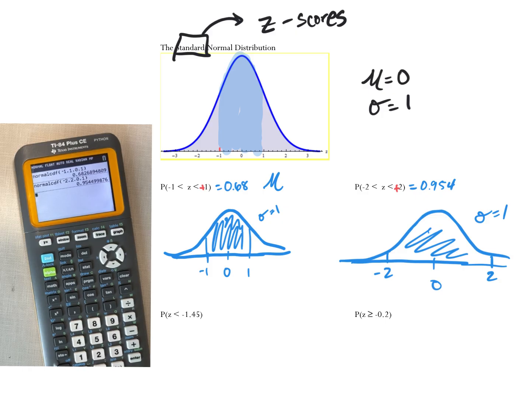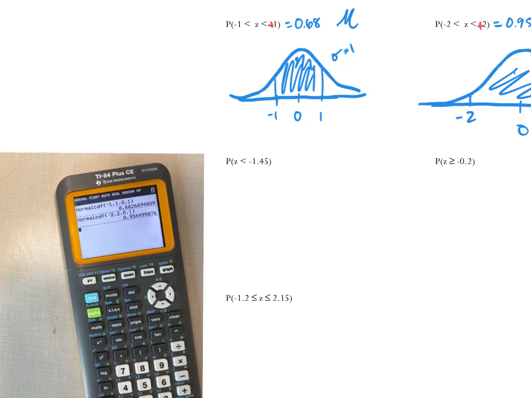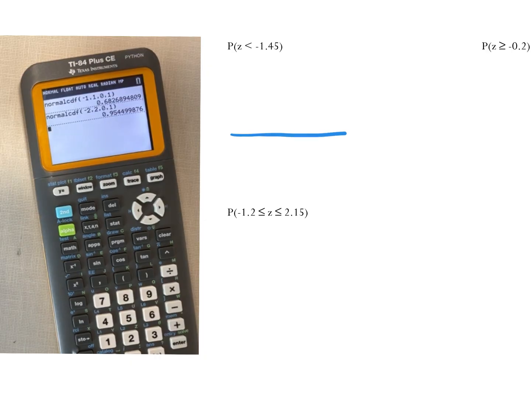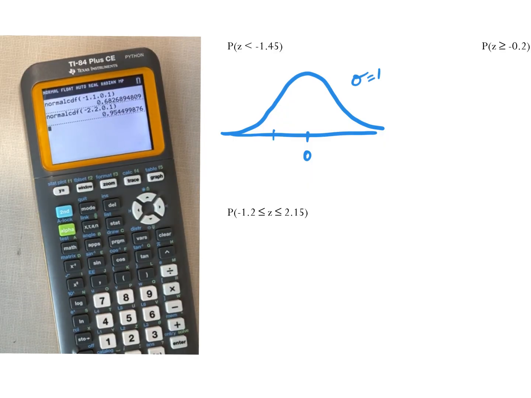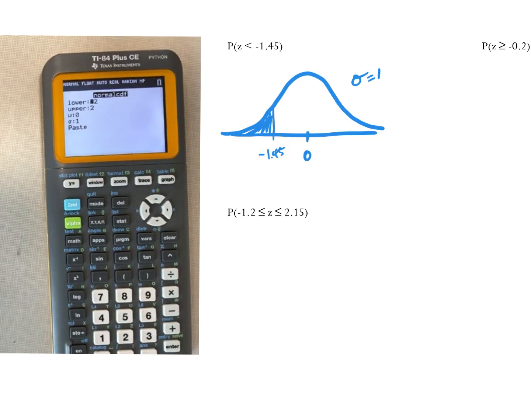All right, so now what do we do for this one? So let's draw this picture. What's tricky about this one is, what is my lower boundary of my shading?